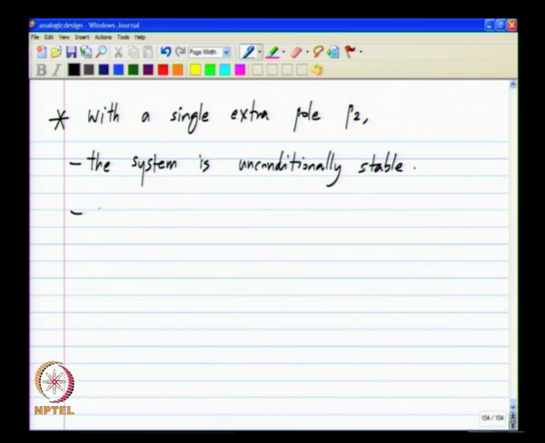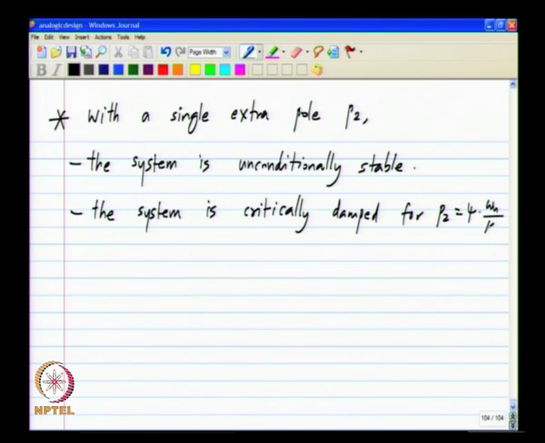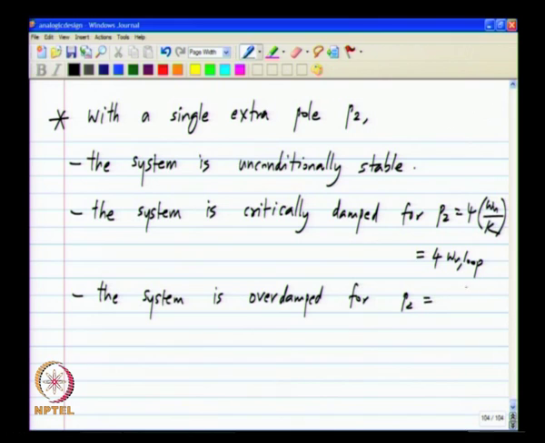Firstly, the system is unconditionally stable. The system is critically damped for P2 equal to 4 times the unity loop gain frequency, and the system is over damped for P2 more than 4 times unity loop gain frequency. Okay.